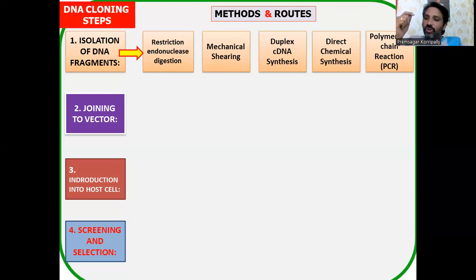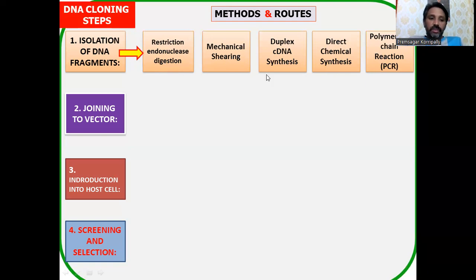DNA fragments or genes. So these are the 5 different methods we have to isolate the gene fragments or DNA fragments. The first one is restriction endonuclease digestion, mechanical shearing, duplex cDNA synthesis, direct chemical synthesis, and PCR.